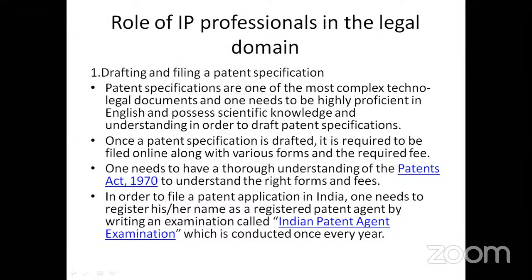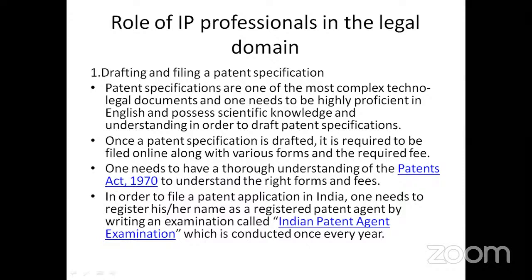Now, the next question is, what is the role of IP professionals in the legal domain? Here there are a lot of opportunities for advocates who have completed their law degree, depending upon the type of work. For example, the first one is drafting and filing a patent specification. This is the most important portion in a patent document, because once an invention is made and the disclosure is made, a patent is filed in the patent office after drafting.